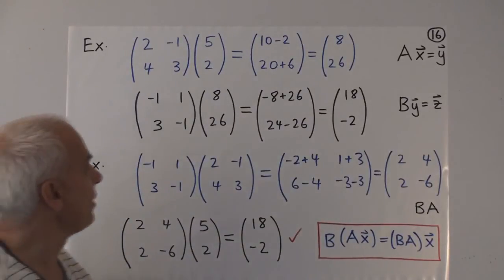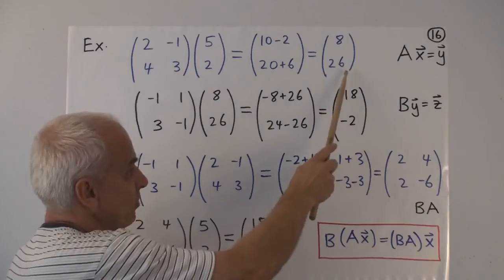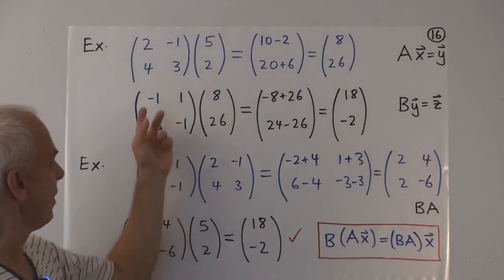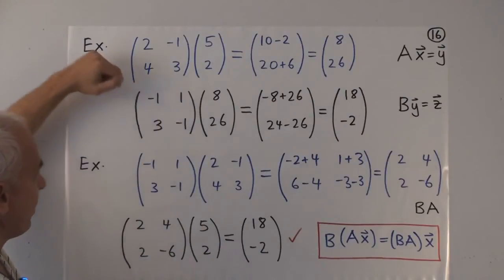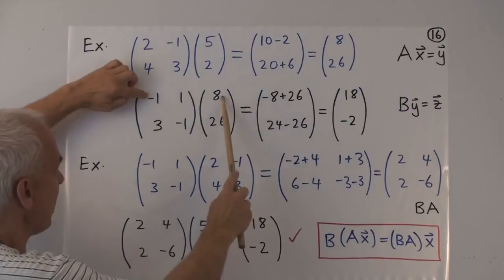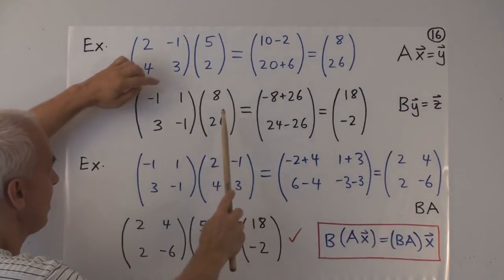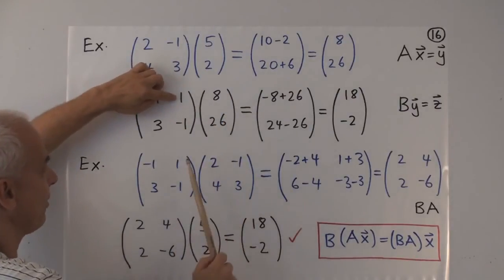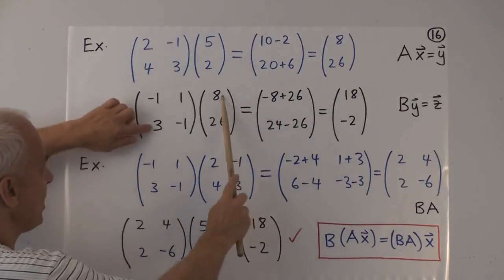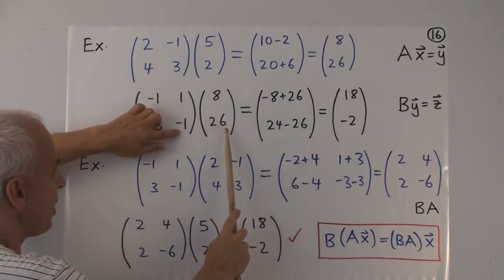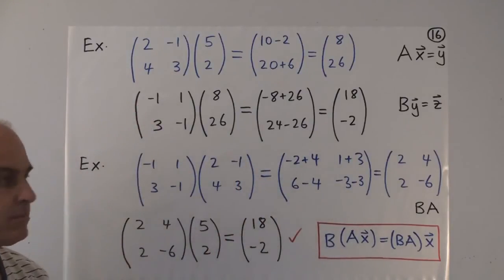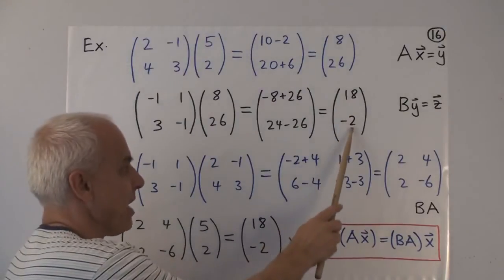Here's another example. Suppose we take this output, which is y, and multiply it by this matrix. Let's call it B. Minus 1, 1, 3, minus 1 times 8, 26. First entry is minus 8, this times this, plus 26, this times this. That's 18. Second entry, 3 times 8 plus minus 1 times 26. It's 24 minus 26. For the vector 18, minus 2.